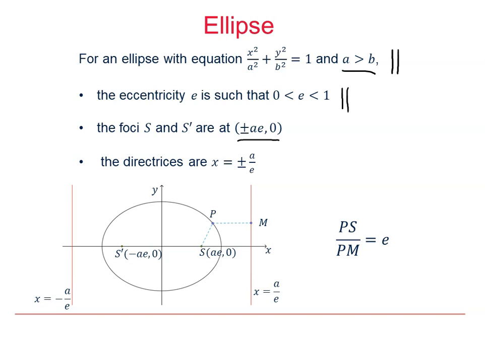If we had b greater than a, then we would have an ellipse in this sort of fashion with the major axis along the y-axis, and so the foci would be on the y-axis and the directrices would be y equal to, so parallel to the x-axis. This information is given to you in your formula sheet, so you don't need to worry about learning it.